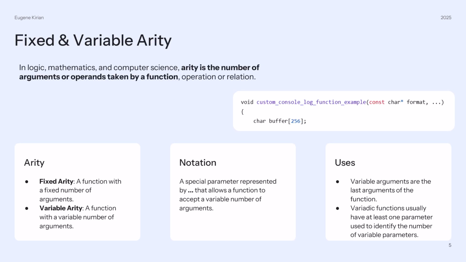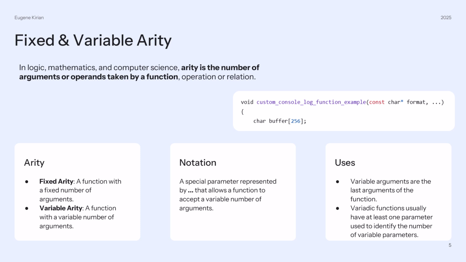When working with functions, you'll probably encounter two types: those that demand a precise number of arguments and those that are more flexible. This distinction comes down to arity, a fancy term for the number of arguments a function takes. There are two main types of arity. Fixed arity: functions with a set number of arguments. Think of a function that takes two numbers and returns their sum. It's straightforward and predictable. Variable arity: functions that can handle any number of arguments.